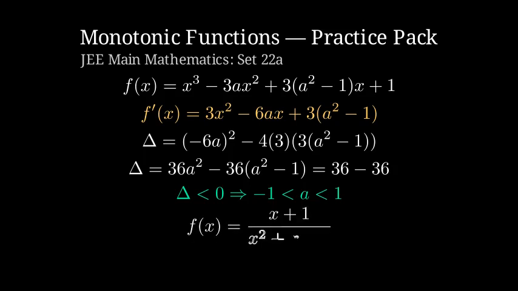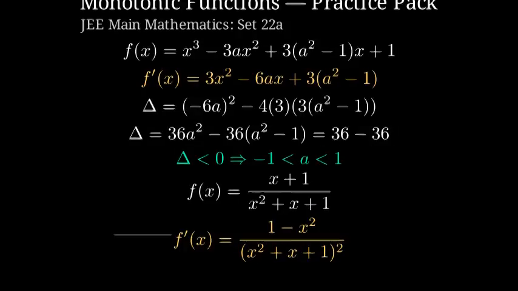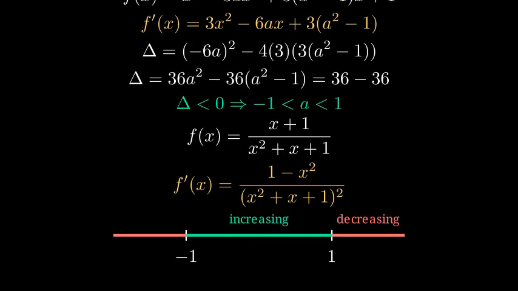Problem 2. The function is f of x equals x plus 1 over x squared plus x plus 1. We use the derivative and analyze its sign. Here is the derivative. The denominator is always positive, so the sign depends only on 1 minus x squared. That is positive between minus 1 and 1, and negative outside. Let's show that on a number line.